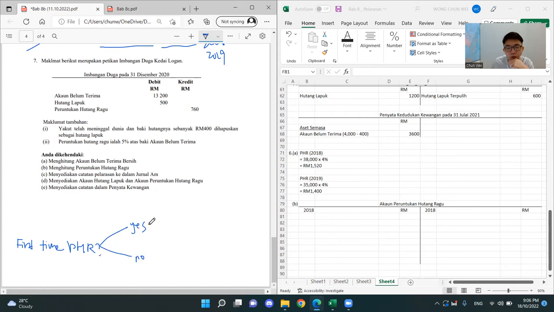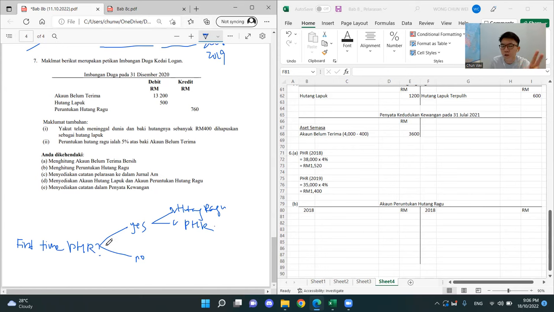Which one? Okay, if it is the first time, meaning we have to put in two places. The first place will be the hutang ragu. You have to debit hutang ragu, and then you have to credit your peruntukan hutang ragu, your PHR. That's already in your note. If first time, then you have to debit hutang ragu, credit PHR.